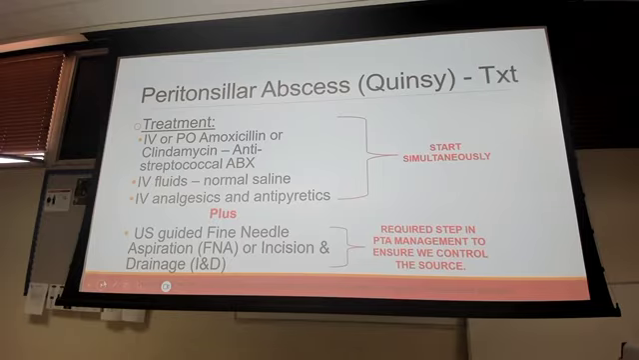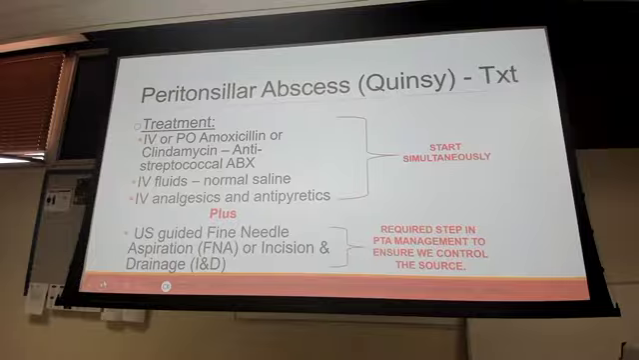So treatment for a PTA. Starting antibiotics, fluids, analgesics is generally going to be simultaneous. The key here though is we have to control the source, which is that pocket full of pus that has the bacteria in it. So it's either going to be a fine needle aspiration or it's going to be the I&D. There's a lot of controversy about which one is the best. Once you gain your clinical bearing, you can decide which one you would like to do.